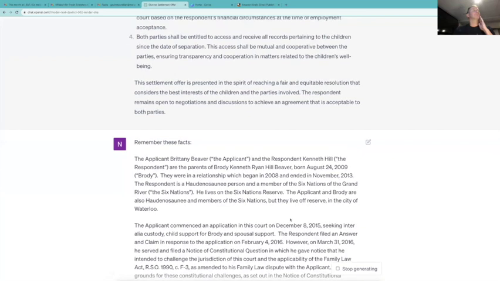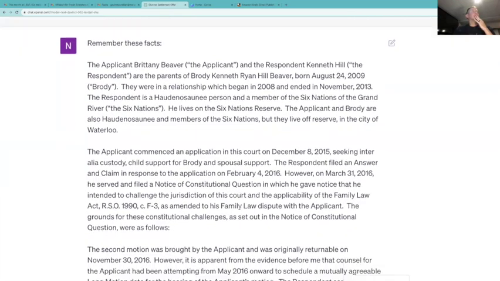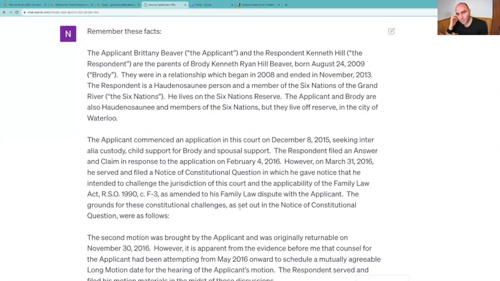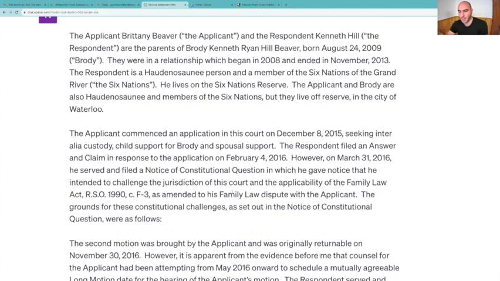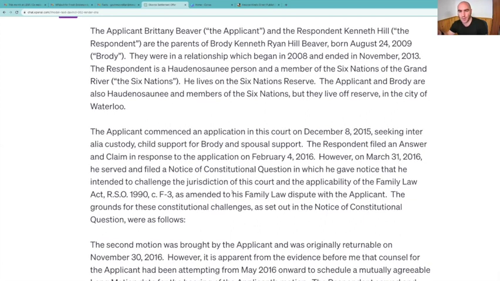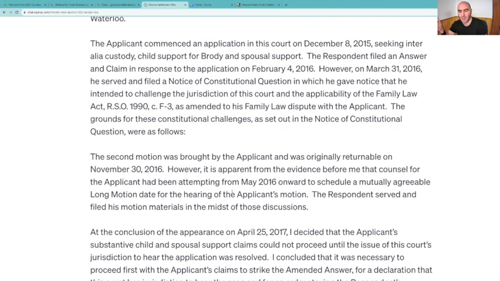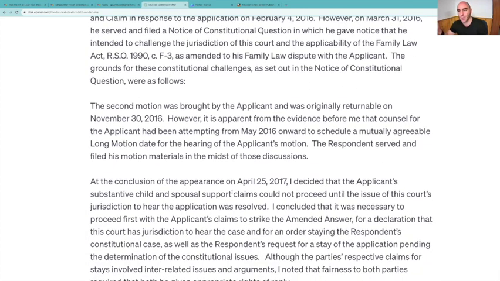I started with a simple instruction at the top. I just said, remember these facts, right? That's what instructs GPT to load it into memory. After that, this was just paragraphs from family I took. After that, you can ask it specific questions, like provide a very concise summary of what happened on December 8th, or what happened in May of 2016, right? Just questions to query your case.